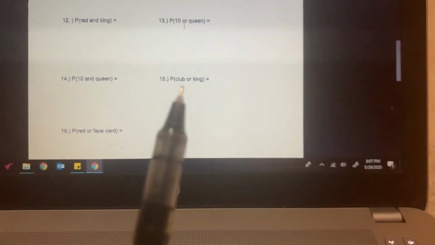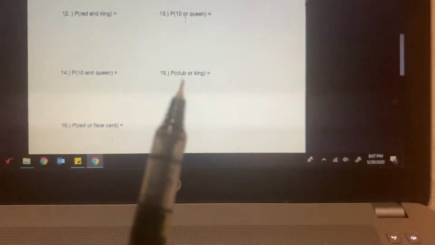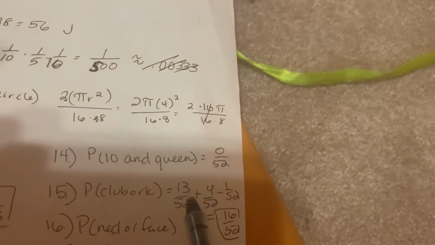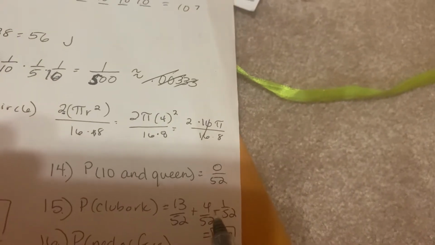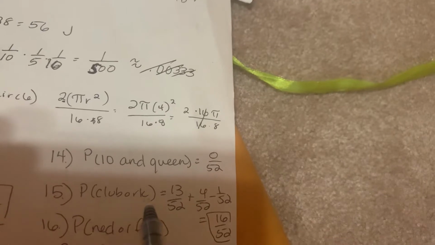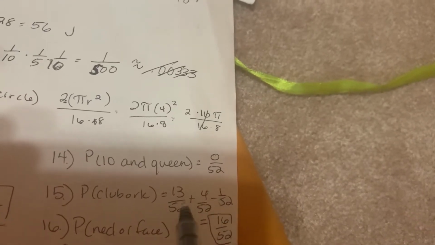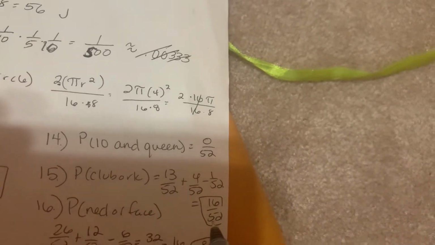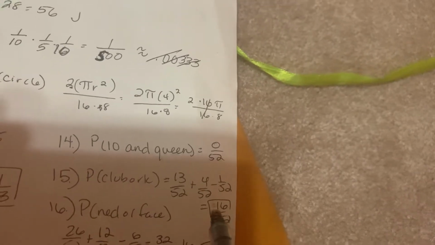15, what's the probability it's a club or it's a king? Well, there is 13 clubs. There is 4 kings. However, are there any kings that are clubs? There is a 1 king of clubs, so you'll end up with 16 over 52, and then you reduce it if you can.